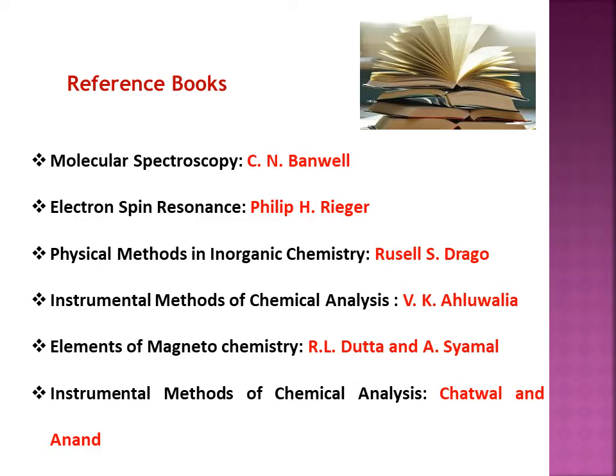For ESR spectroscopy, you can refer to these books: Molecular Spectroscopy by C.N. Banwell, then Electron Spin Resonance Spectroscopy by Philip H. Rieger, then R.S. Drago, Ahluwalia, Samuel N. Datta, and Instrumental Methods of Chemical Analysis by Chatwal and Anand. But the second book, Electron Spin Resonance Spectroscopy by Philip H. Rieger, is special. You will also find Mossbauer spectroscopy in these other books: Banwell, R.S. Drago, Chatwal and Anand.